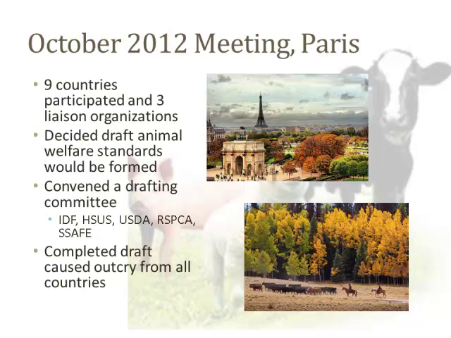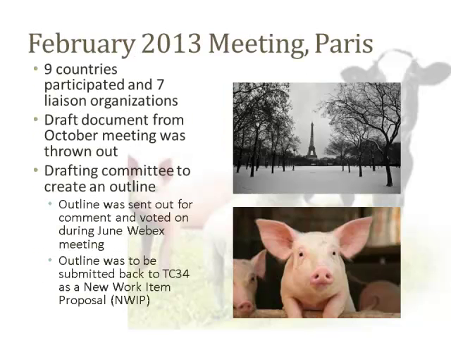And so there was another meeting in February. This time you had 9 countries, and it was Canada, Denmark, France, Germany, Netherlands, Sweden, Switzerland, UK, and the US. And then you had 7 liaison organizations. So you had OIE, you had the FAO, you had, again, the Dairy Federation, SSAFE, WSPA, which is World Society for Protection of Animals, the International Meat Secretariat, and the International Egg Commission.